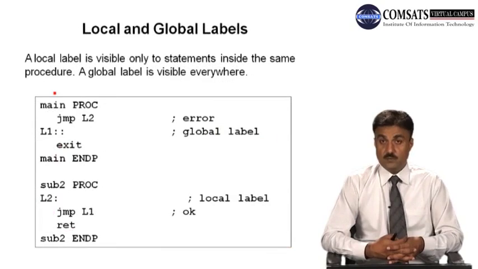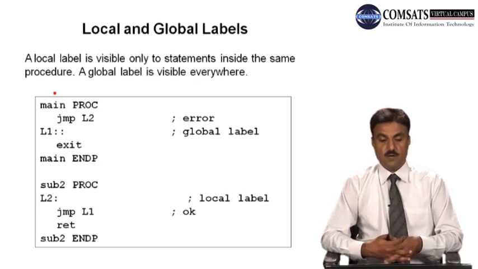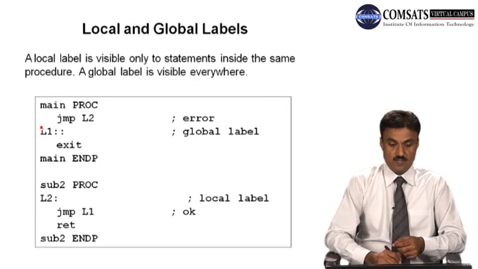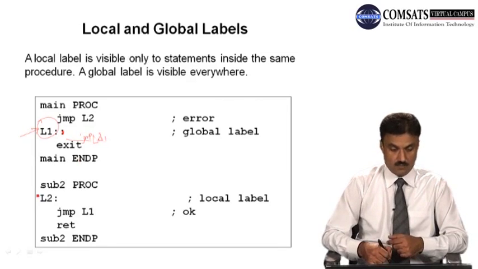Now local and global labels. As we know, we use labels to transfer control inside the program. For example, we define label 1 here. You can see there is label 1. What we do is jump somewhere to label 2, or to label 1, for example JMP L1.